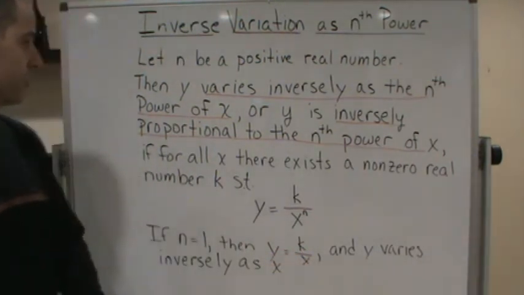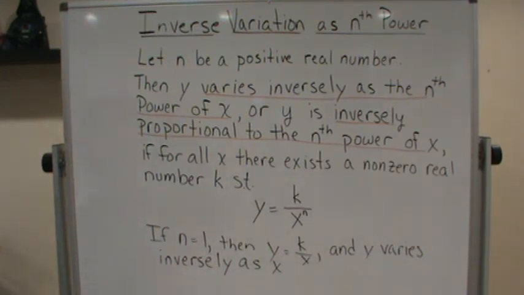And that's it. So that's another type of variation that we're going to use. And again, I'll do an example of how to solve a problem with this. And again, we're going to use those 4 steps that I talked about earlier.